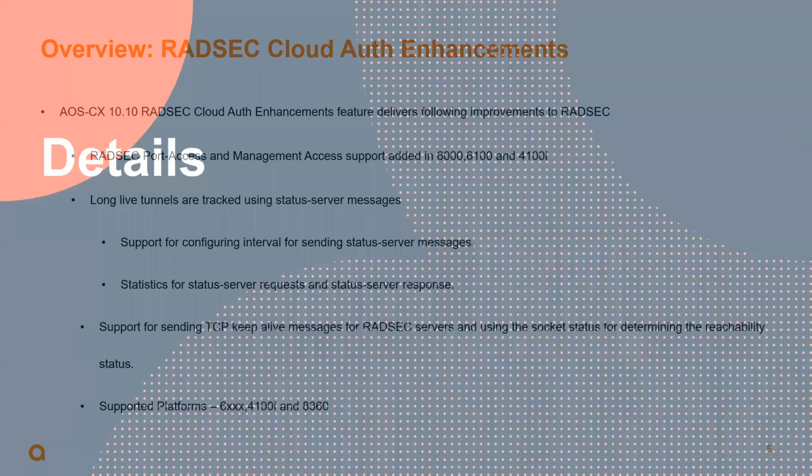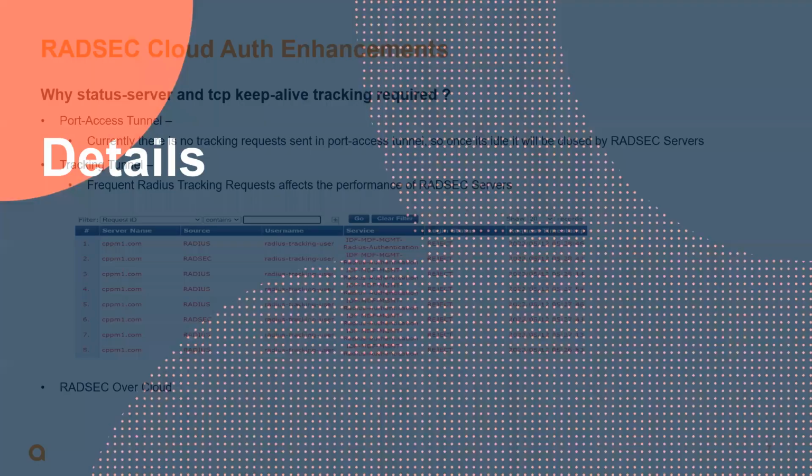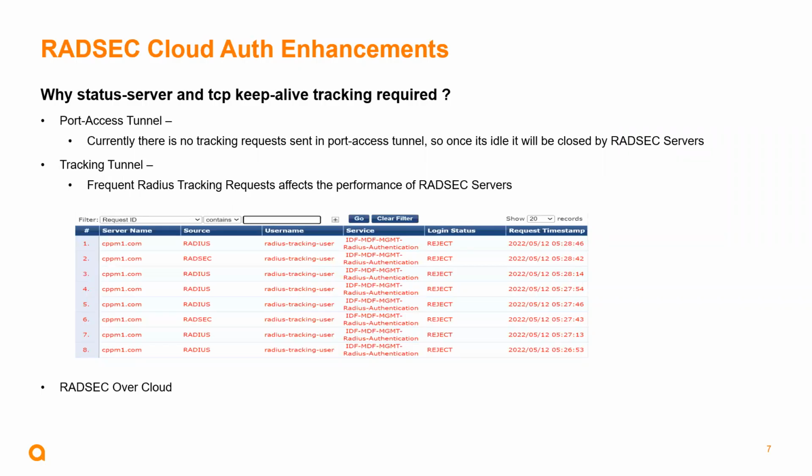Let's see why we need status server and TCP keepalive as tracking methods apart from the tracking access request. The foremost reason is the port access tunnel. Currently there is no tracking request sent in this port access tunnel. So once it remains idle because of inactivity, it can be closed by the RADSEC servers. We have seen that ClearPass has a default idle timeout of 15 minutes. It's a constant value and cannot be changed. So if there is no user onboarding or accounting update, the tunnel will be closed in 15 minutes. To make sure the tunnel never closes and there is traffic in the tunnel, we can send either a status server message or TCP keepalive messages.